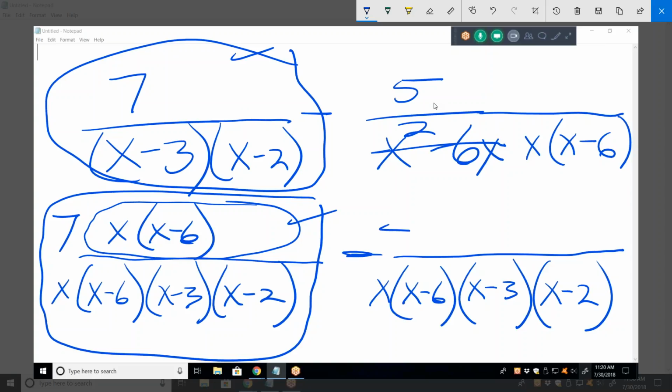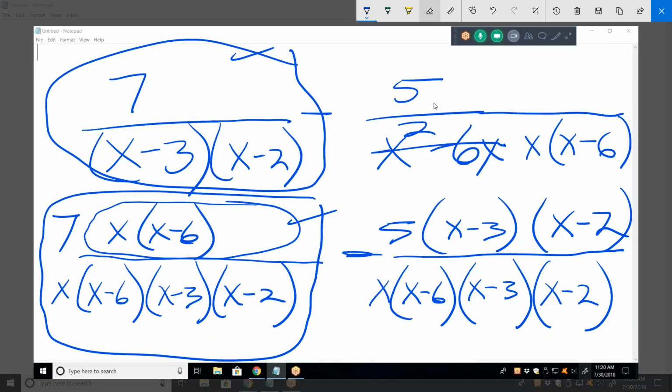So what goes over here? Five times x minus 3 times x minus 2. Perfect. Again, you can see you have not changed it. Okay? Now, the next step, we have a common denominator. We're not going to do anything with that denominator. We're going to leave it alone, and we're going to operate on the numerator.